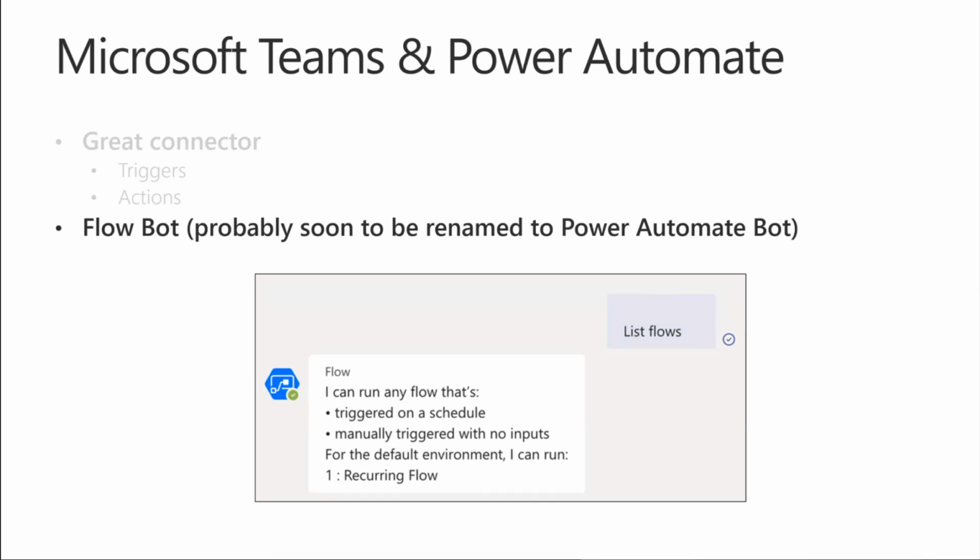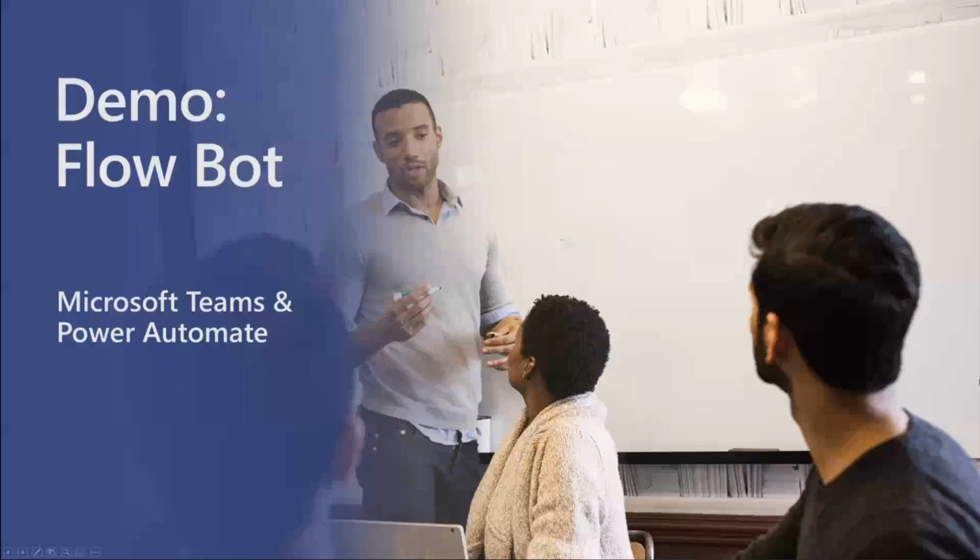There's also a Flowbot, and I think they will probably soon rename this to Power Automate. And it has all kinds of cool scenarios. For instance, you can send adaptive cards with it. You can list your flows. You can describe your flows. You can do all kinds of stuff. You can also run flows when a flow, for instance, has a schedule, or when it's manually triggered with no inputs. So when you have a flow button, for instance, you can run that as well together with your Flowbot. So let's just demo the Flowbot.